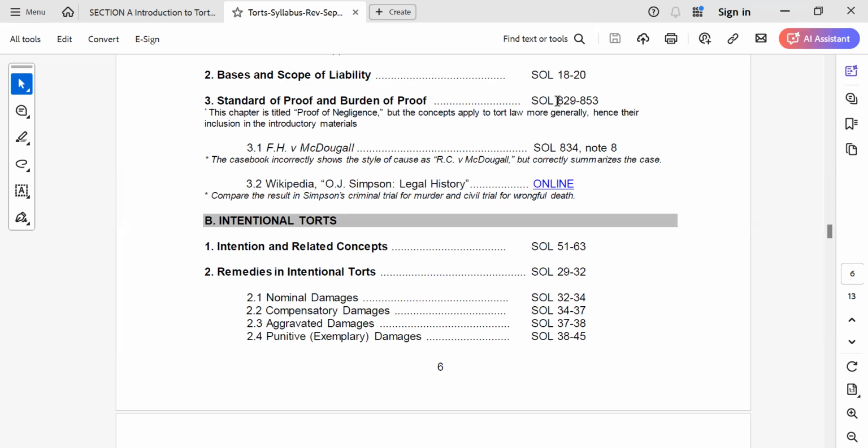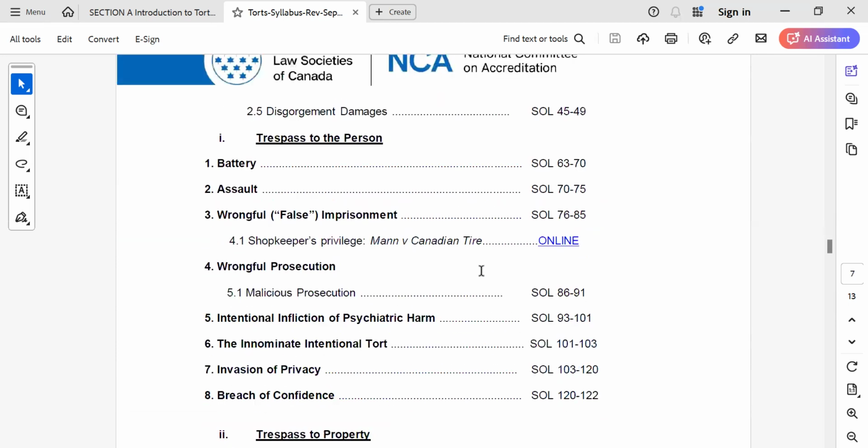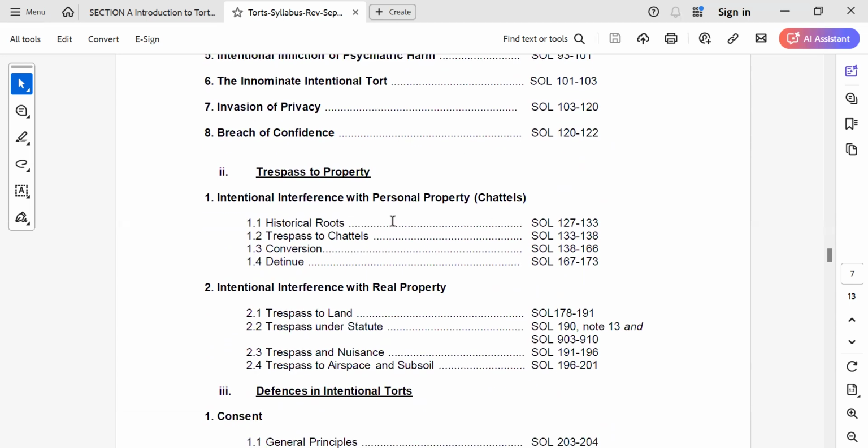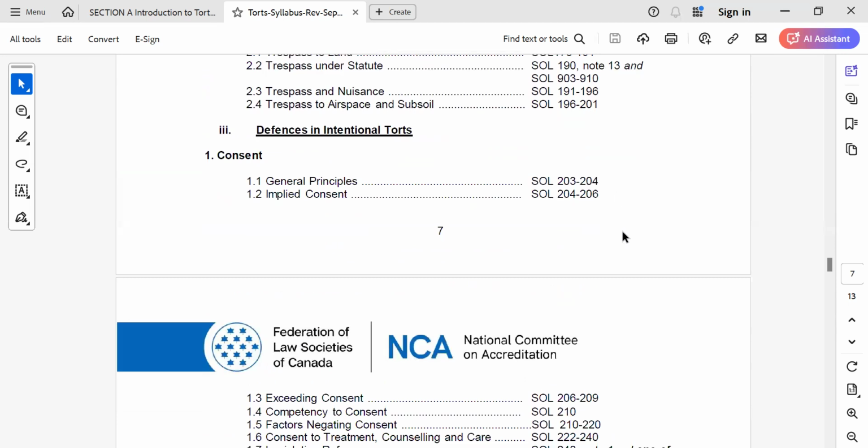For example, this note 8, and this page number 829 to 853, out of those pages, if any cases are mentioned, that is also something we have taken in the notes. Sometimes the students get confused: this is not in the syllabus, but it is there in these pages. The syllabus does not list all the cases you are supposed to study, but if it is in the prescribed material, you are supposed to know those cases.